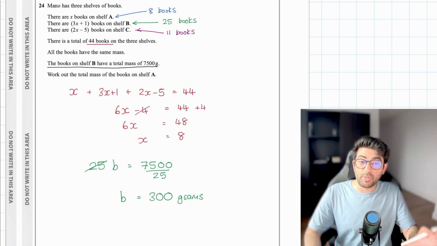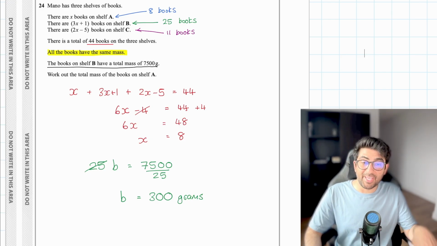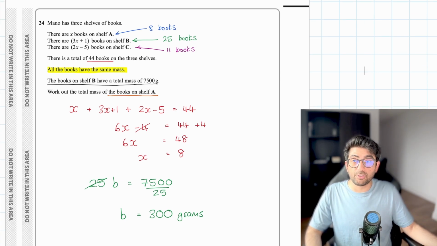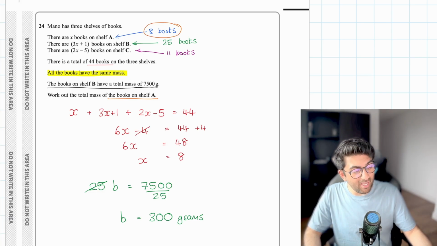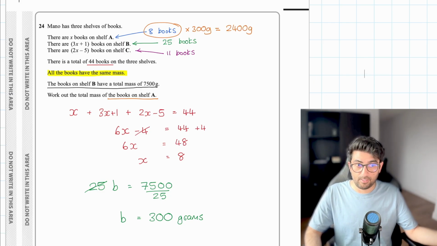Okay, so if one book is 300 grams, and it tells us that all the books have the same mass, so they all weigh the same. Every book on every shelf weighs the same as every other book on every shelf. We need to work out the mass of the books on shelf A. How many books are on shelf A? There are 8 books on shelf A. Each book is 300 grams, so we times that by 300 grams, which altogether makes 2,400 grams. So that there is the mass of the books on shelf A.